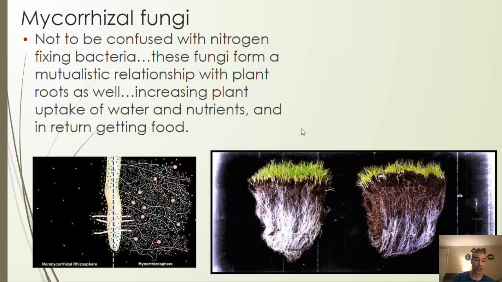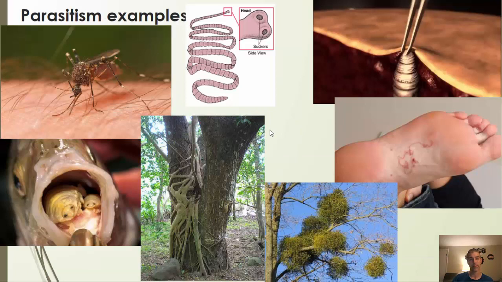There's also mycorrhizal fungi. What these fungi do is increase the surface area for picking up water and nutrients from the soil. Essentially, instead of having normal roots with branches, these fungi will spread throughout the soil, suck up the water, and bring it back to the plant. The plant provides it food, and in return, it gets the water and nutrients from these fungi, so it's a mutualistic relationship.